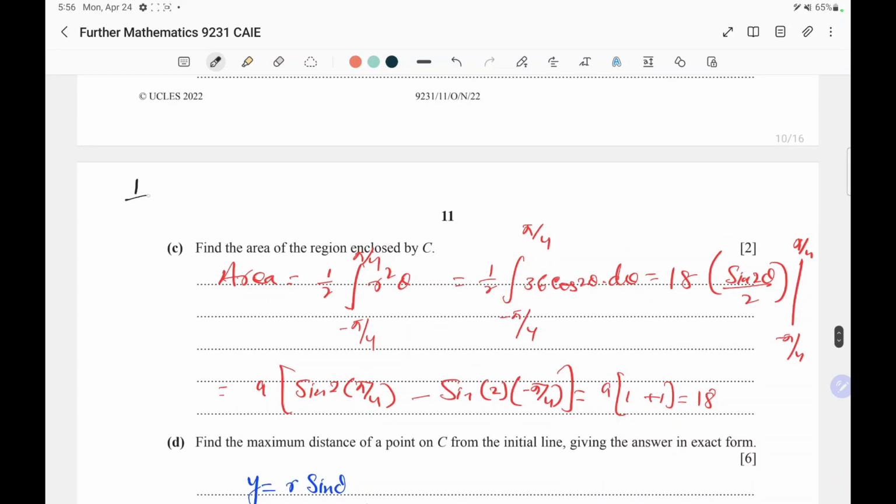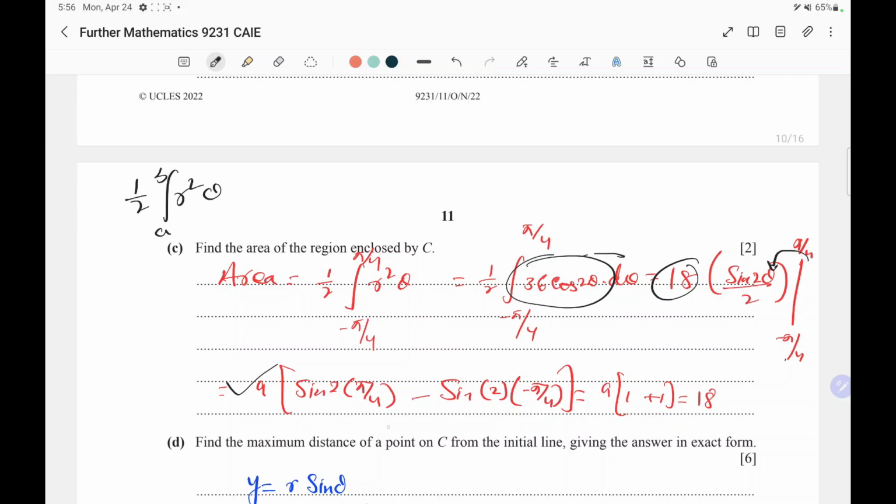So we know the area of the region is 1 over 2 r squared d theta from a to b. So that's 1 over 2 r squared d theta from minus pi by 4 to pi by 4. r squared is 36 cos 2 theta. So 36 over 2, that's 18. And the integration of cos 2 theta is sine 2 theta over 2, from minus pi by 4 to pi by 4. 18 over 2 is 9. And sine 2 theta, the upper limit is pi by 4.